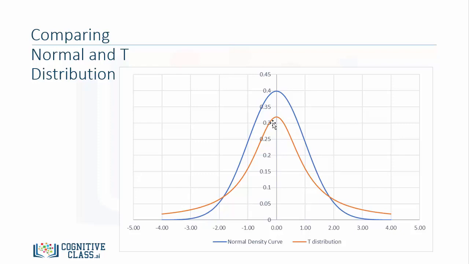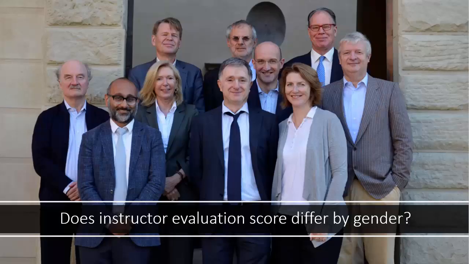In statistical analysis, several statistical tests rely on the t-distribution. For instance, a comparison of means test uses the t-distribution and is also known as the t-test. We have been working with a dataset comprising teaching evaluations of instructors from the University of Texas. And I will illustrate the use of the t-test, or t-distribution, with the question of, does instructor evaluation score differ by gender? Do males and females get different teaching evaluations from students?